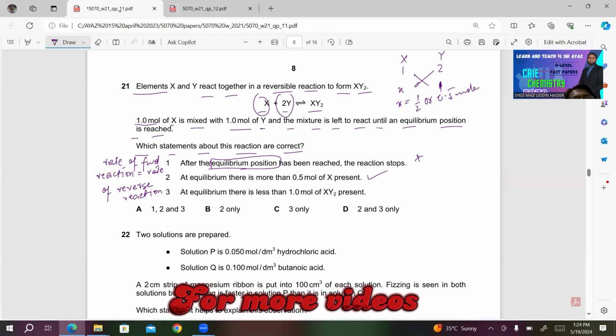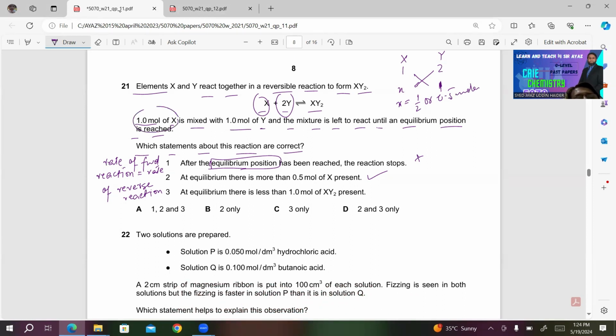Which means for X, it is in excess. This will be excess. 1 mole is in excess. What about Y? We have 1 mole instead of 2 moles, so it means it's limiting. Y is limiting. I've already mentioned that at equilibrium there is more than 0.5 mole of X present. The reason is that 1 mole is excess. That's why we have more than 0.5 mole of X present.